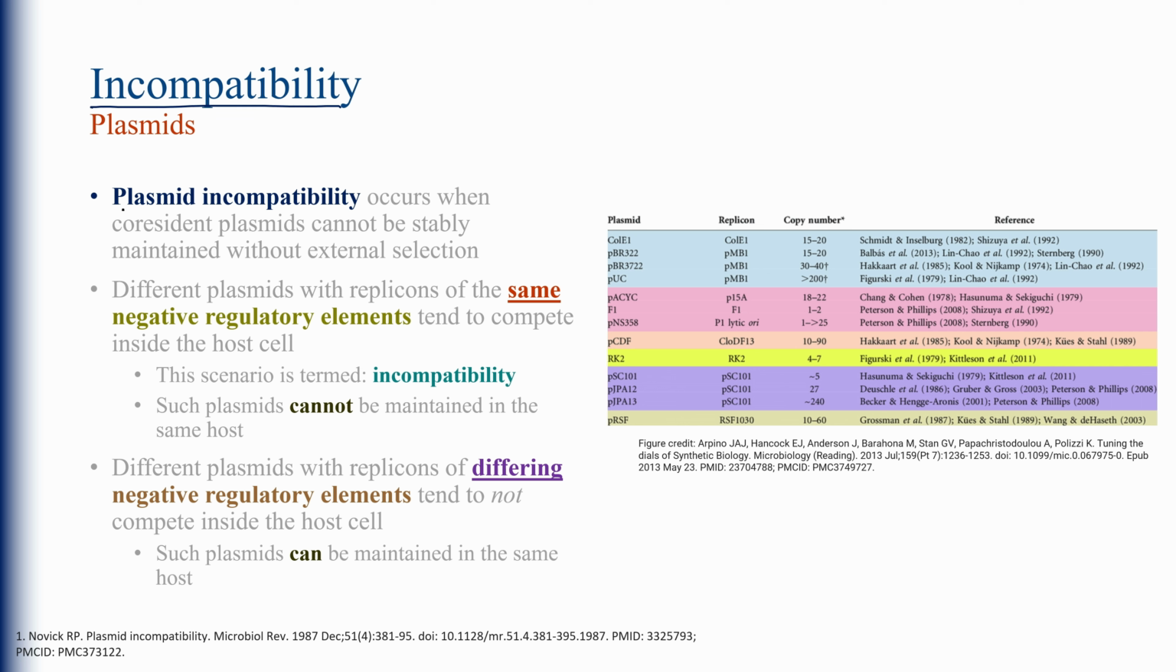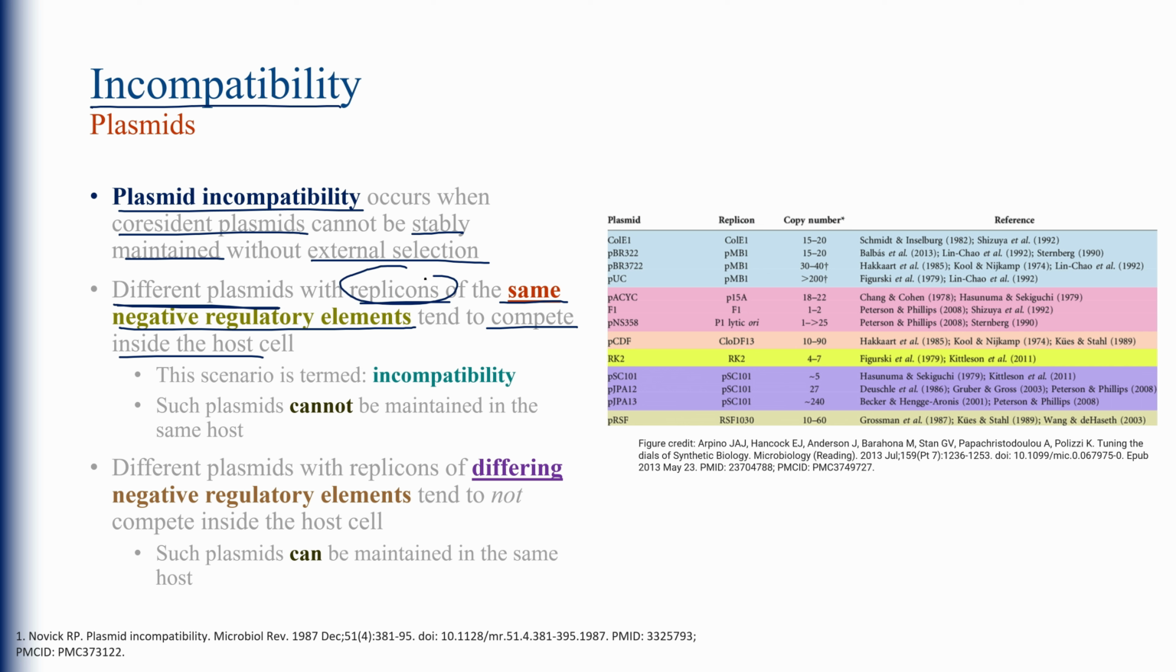So, when we talk about incompatibility in the context of plasmids, we're talking about a scenario whereby co-resident plasmids cannot be stably maintained without some external selection. So, different plasmids with replicons of the same negative regulatory elements tend to compete inside the host cell. Now, this is important to recognize because we're talking about different plasmids with replicons that utilize the very same negative regulatory elements. So they do not have to be the same replicons, but they can be replicons that utilize the same negative regulatory elements.